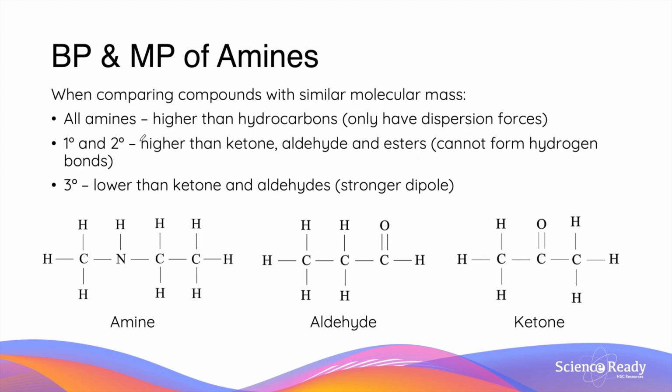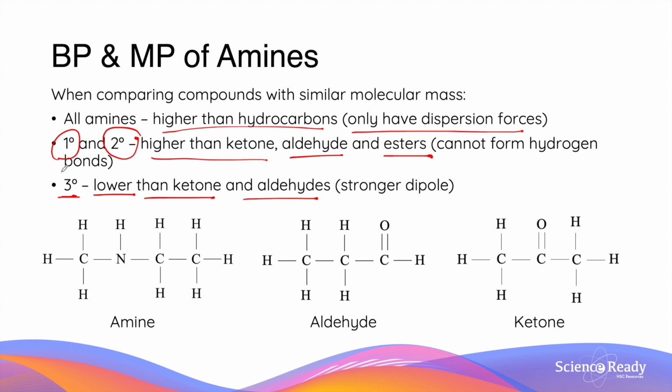Amines have higher boiling points than hydrocarbons because hydrocarbons are non-polar molecules that can only form dispersion forces. Primary and secondary amines have higher boiling points than ketones, aldehydes, and esters, as these three functional groups cannot form hydrogen bonds. I have specified primary and secondary here because tertiary amines have lower boiling points than ketones and aldehydes, as tertiary amines cannot form hydrogen bonds, and also they form weaker dipole-dipole forces compared to ketones and aldehydes. The boiling points of tertiary amines and esters are very difficult to predict, so you won't need to know this detail.